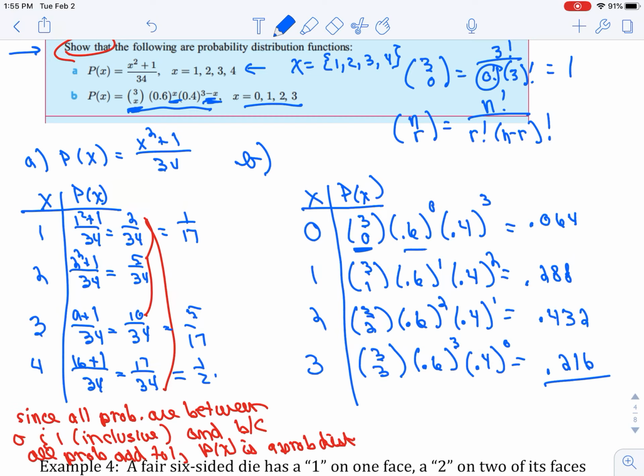So again, you can test those and add them up. They will add up to 1. And so if you want to show that it's a probability distribution, you would just say exactly the same thing that we just said a moment ago. All these probabilities are between 0 and 1 inclusive, and they add up to 1. And so therefore, we know that this P of x is a probability distribution.